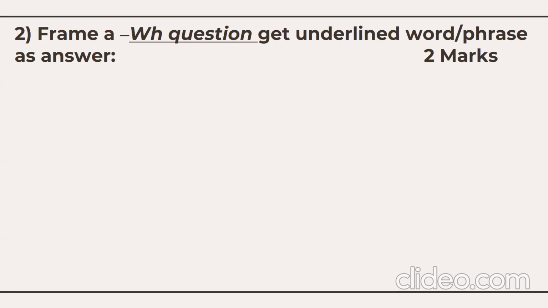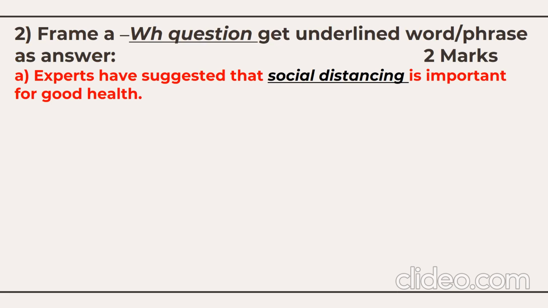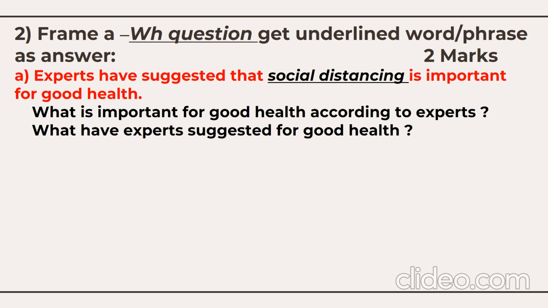or phrase as an answer. So, experts have suggested that social distancing is important for good health. We need to get the answer "social distancing". For that we need to prepare the question. I found a lot of ambiguity and unclarity in this statement, but I have tried the closest answer for this question. I would say: what is important for good health according to experts, then what have experts suggested for good health.